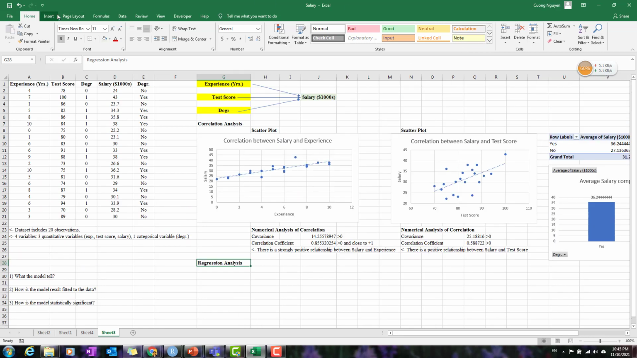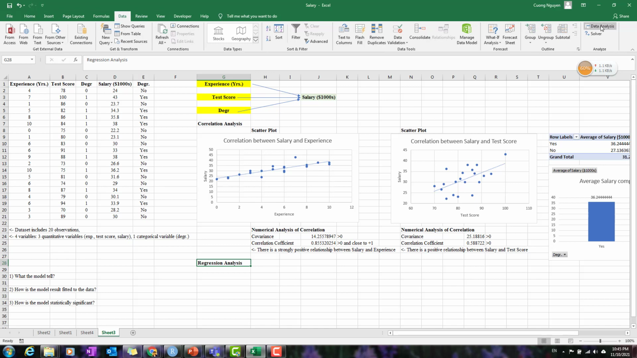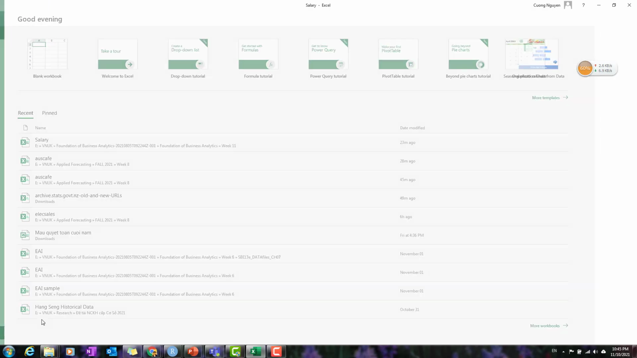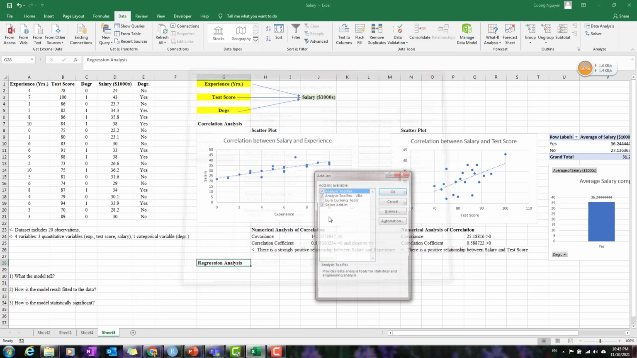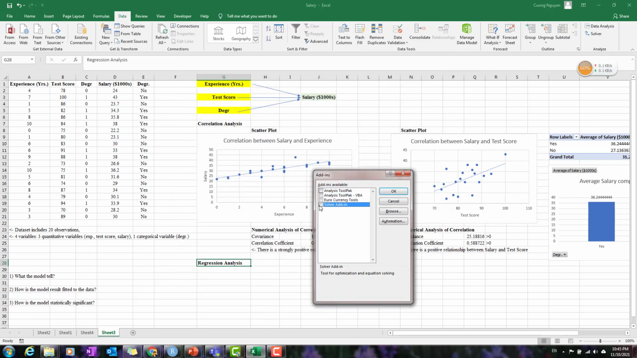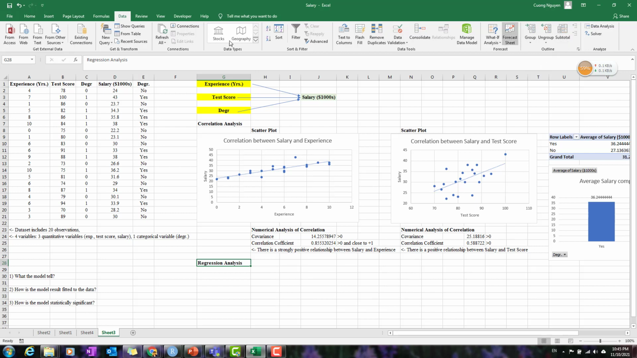To do that, I will run the regression analysis, and this will be the time to go into the data analysis button that we already learned about. One more time, if you don't have that, you can go into options, add-ins, Excel add-ins, and select the Analysis ToolPak, Analysis ToolPak VBA and Solver add-in, and click OK. I already have it, so I don't need to install it. But if you don't have it, just click OK, and in less than a minute the package will be installed on your computer.